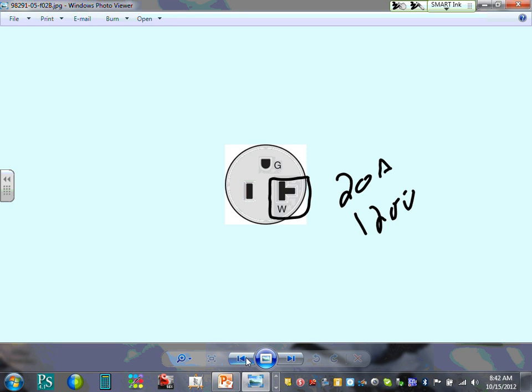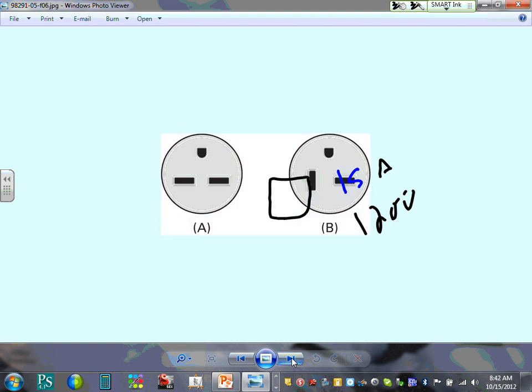Can I have a thumbs up, Chad? Because these are the most convenient receptacles, 20 and 15 amp. Cool? This guy is a 15 amp, as you can see. So this one is going to be 15 amp, and the other one is a 20 amp. Everybody's okay with that? 15 and 20 amp.